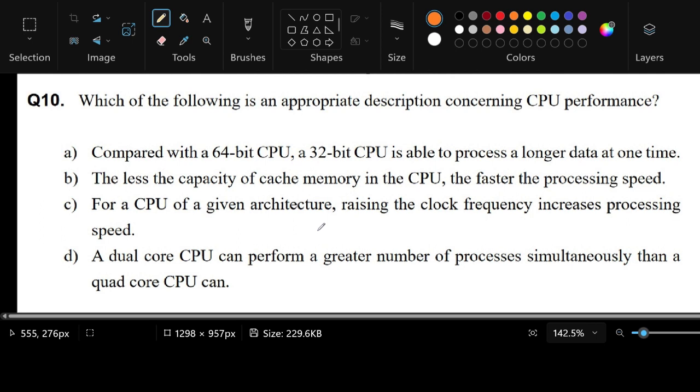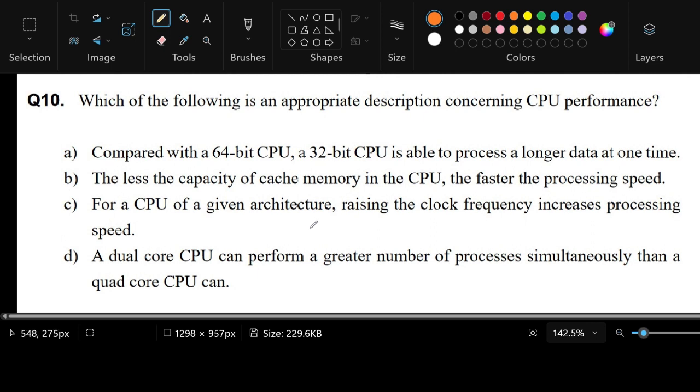What we need to do is to read all of the choices and all of the statements that they have here and find out which one is the appropriate description. In this case too, when we read through the list of choices, we'll find that the incorrect choices would be saying something that is the opposite of the correct answer.